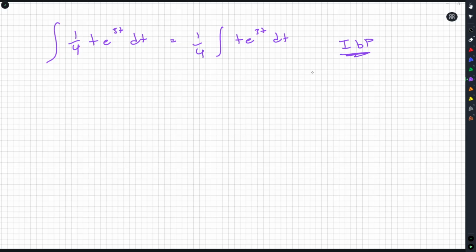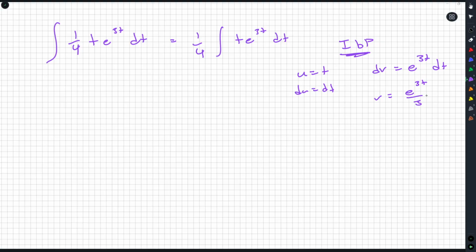Integration by parts, well, if you're going to do an integration by parts, you should say, what is your u, what's your v, what's your du, what's your dv? I'm going to let u be t. So du will be dt, and my dv will be e to the 3t. And so my v will be e to the 3t over 3. Okay.